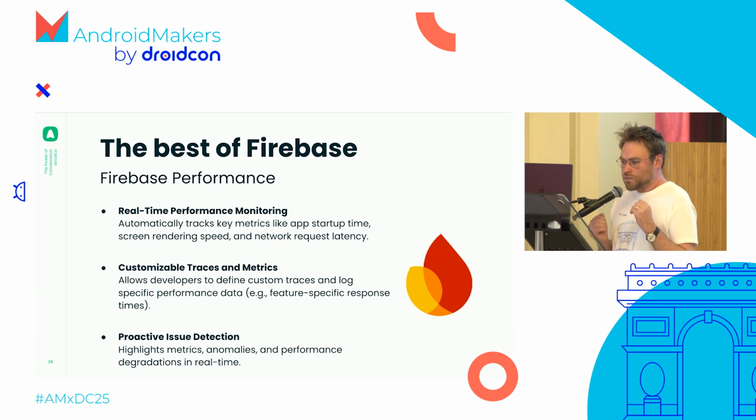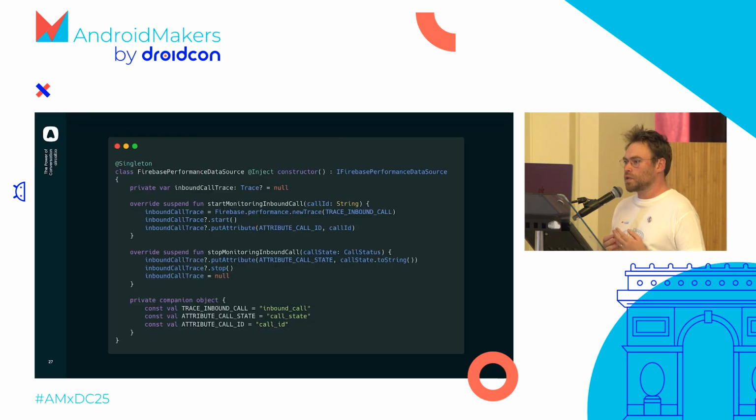And it allows you to do proactive issue detection. It applies some metrics. You can put some thresholds to send you an alert, detect anomalies, and so on. To do it is pretty simple. You add the dependency with the BOM or directly with the dependency of Firebase Performance. So you get the performance tool, and then you set up the new trace. For example, a trace inbound call.